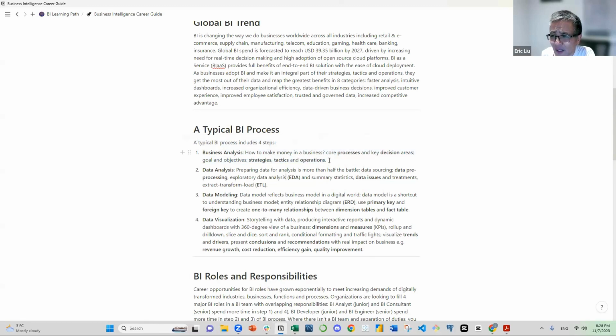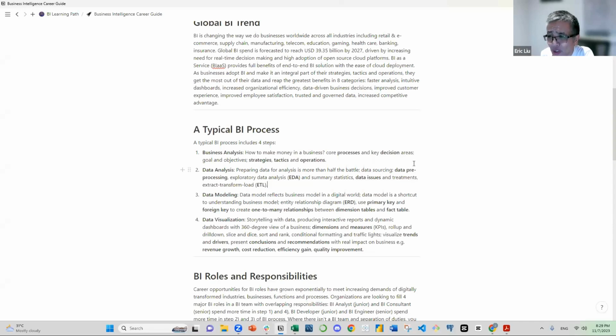Okay. And only after business analysis will you start working on data: where to find the data, what data you need, and where to find it. So data analysis is probably the most time-consuming and least exciting, but the most important part of the work. Okay. So it's all about making data work for the organizations. Preparing data for analysis is more than half the battle.